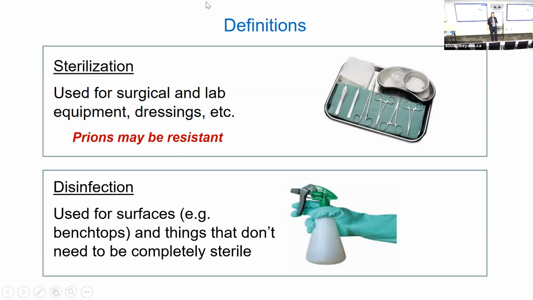So I think I have some definitions in your notes on that. Sterilization usually means everything is absolutely killed, although the prions might be the exception. Disinfection usually means you are cleaning a surface with some chemical. That's usually the scenario of what is going on.